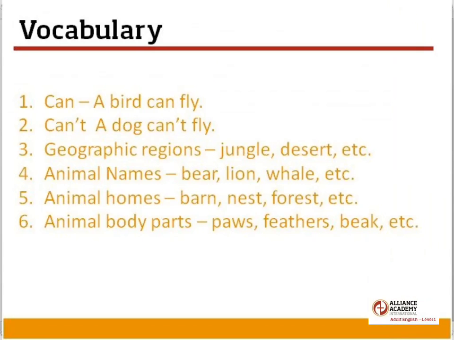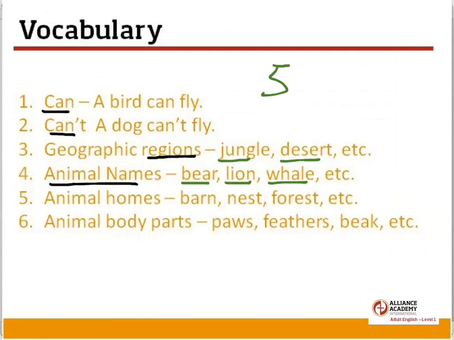Some important vocabulary. Well, you need to know how to use can and can't. You also need to memorize the geographic regions that are in the textbook. I've given a couple examples here, like jungle and desert. We also need to know the names of animals. So we'll need to know words like bear, lion, whale, and there's lots more in the textbook that you'll need to know for Module 5.